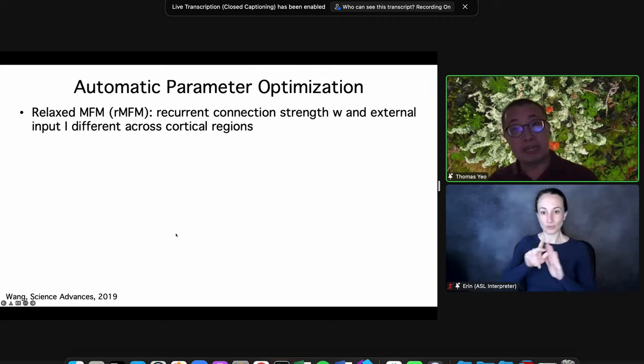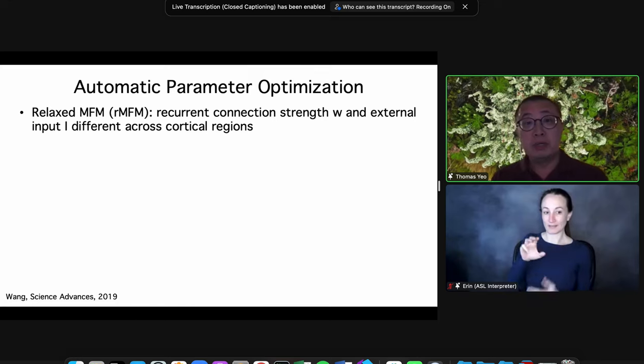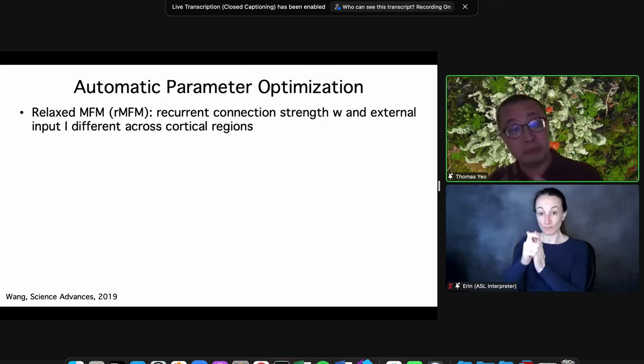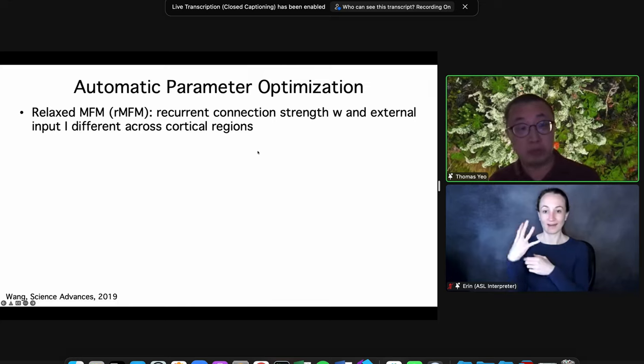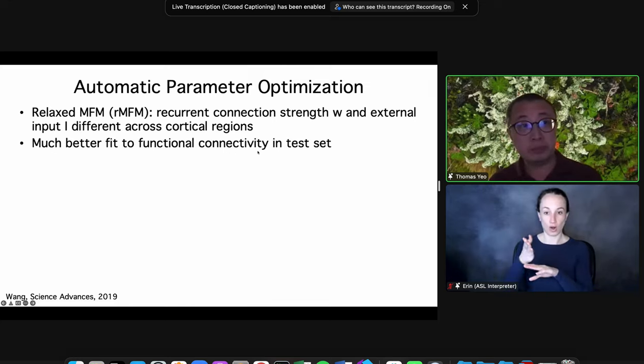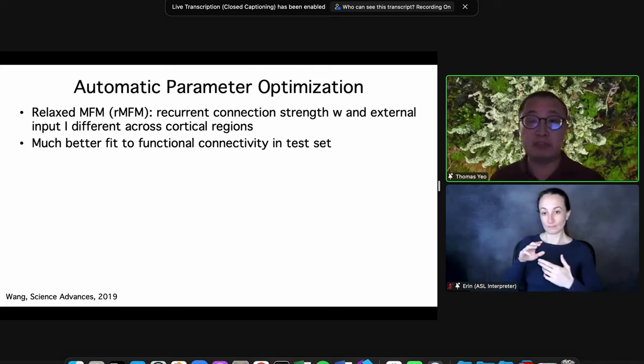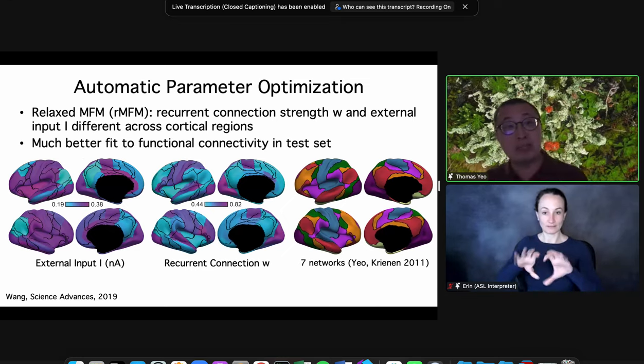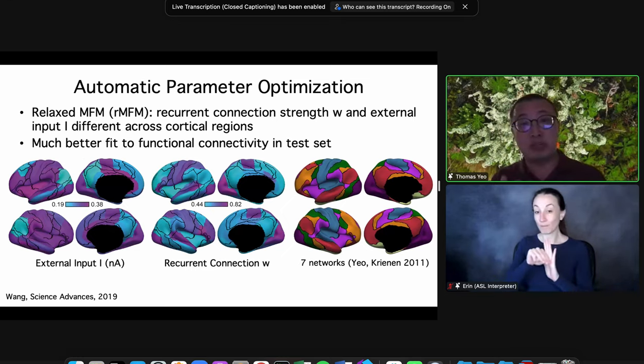So Peng developed an algorithm to automatically estimate the mean field model parameters. Because the estimation is automatic, we can allow two types of local synaptic parameters, the recurrent connection strength and external input, to be variable across cortical regions. We apply his approach to the Human Connectome Project and we get much better fit to functional connectivity in the test set. And what is quite cool is that the estimated model parameters exhibit a very intriguing spatial pattern.